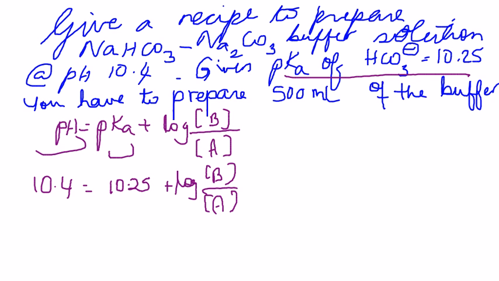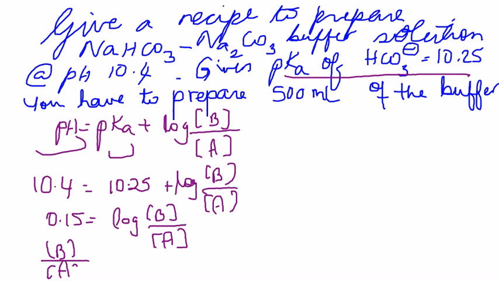So when you solve this, first you take the 10.25 to the other side, and so you'll have 0.15 is equal to log of base over acid, and so you can get the ratio of base to the acid. I'm punching on my calculator as we solve this. 10 to the power of 0.15, I'm getting a value of 1.412. So as long as the concentration of the base, which is the carbonate, to the acid, which is the bicarbonate, as long as that ratio is 1.412, we are set.